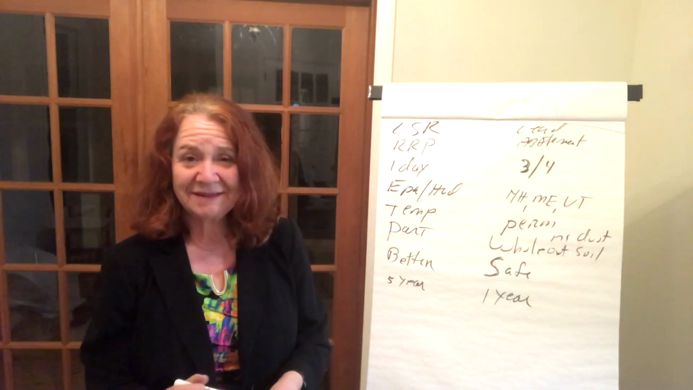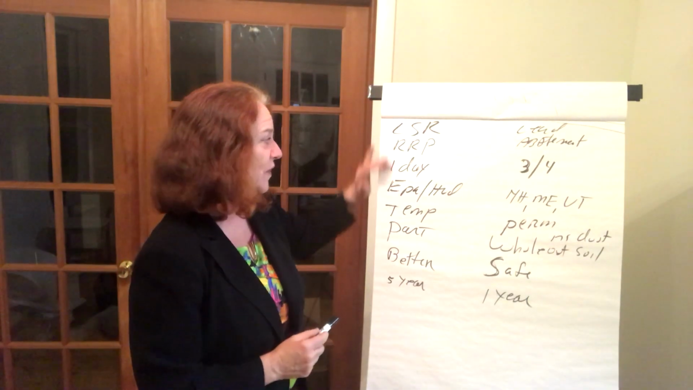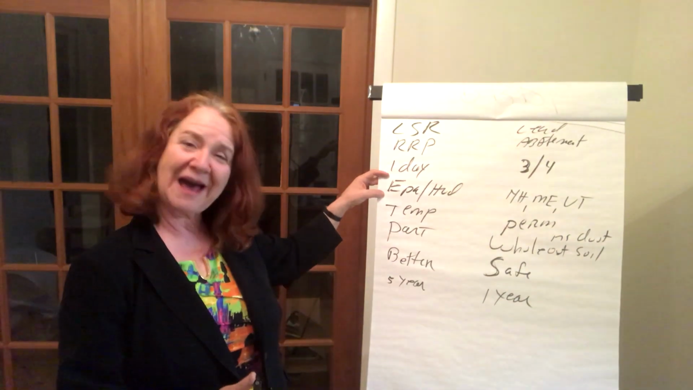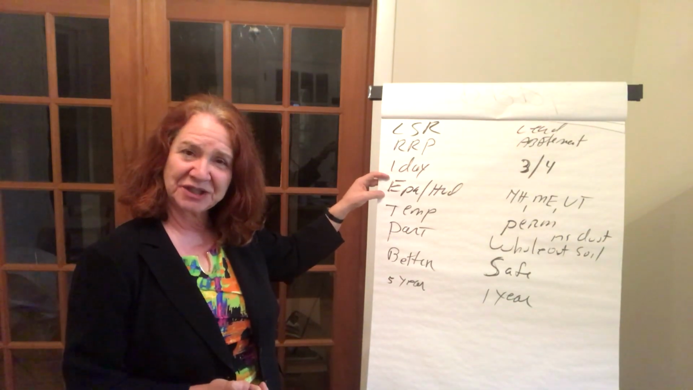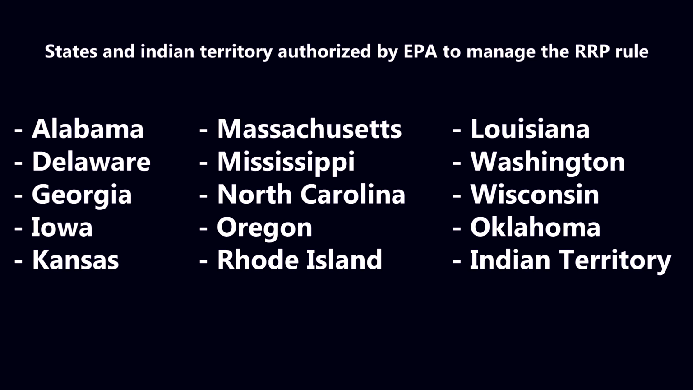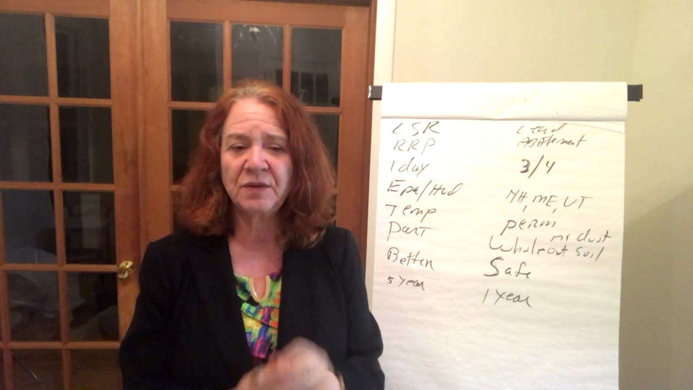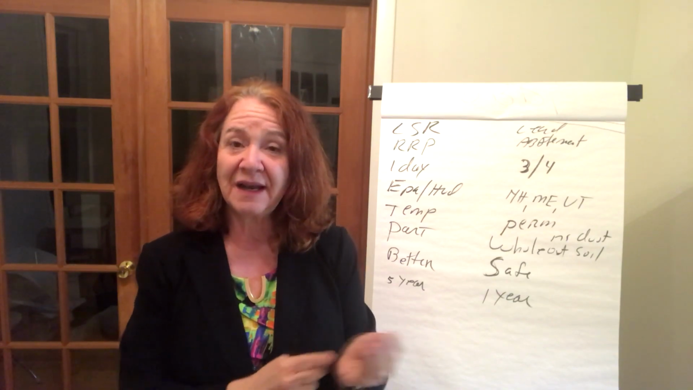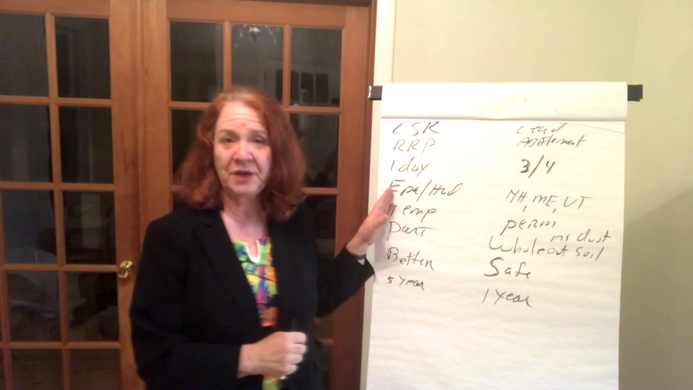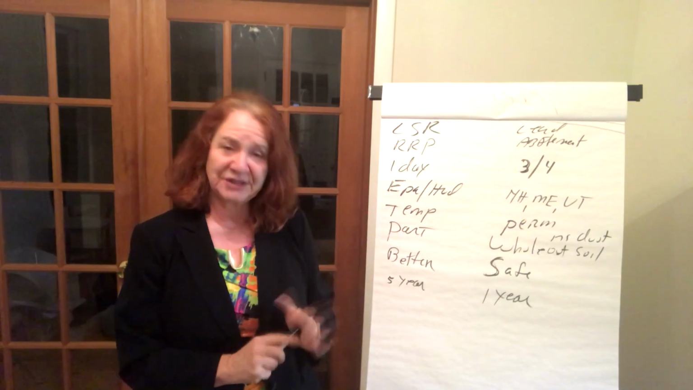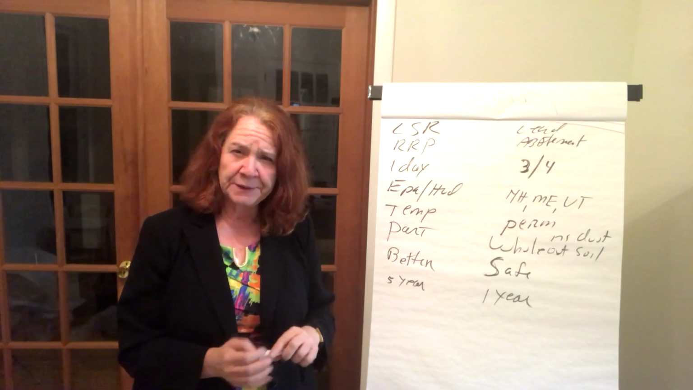Now, there are certain states that have taken over the RRP rules, so you won't always have the EPA and HUD certification. If you're working in Alabama, Delaware, Georgia, Iowa, Kansas, Massachusetts, Mississippi, North Carolina, Oregon, Rhode Island, Louisiana, Washington, Wisconsin, or Oklahoma, and in Indian territory, in those different states, the EPA has delegated the lead-safe renovation RRP rule to the state. So you might see a state certification in those areas.